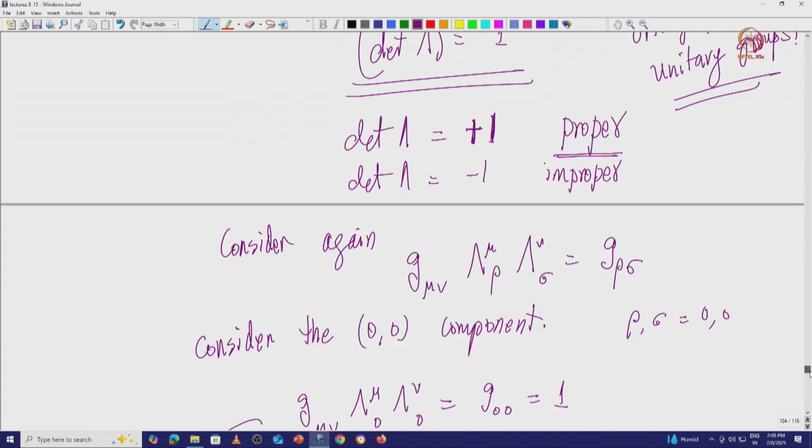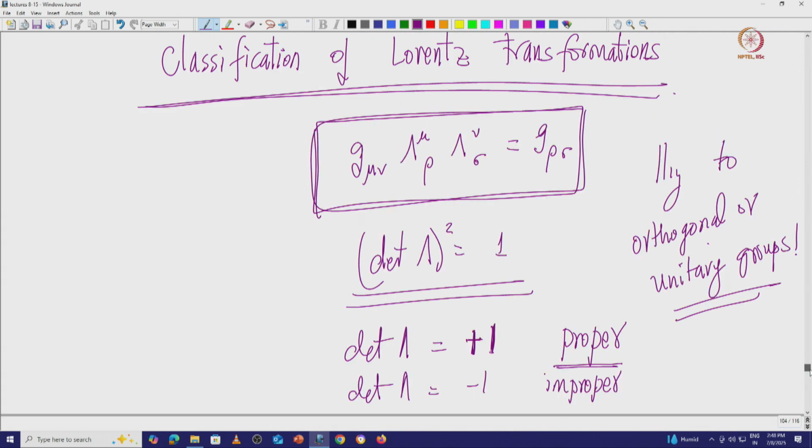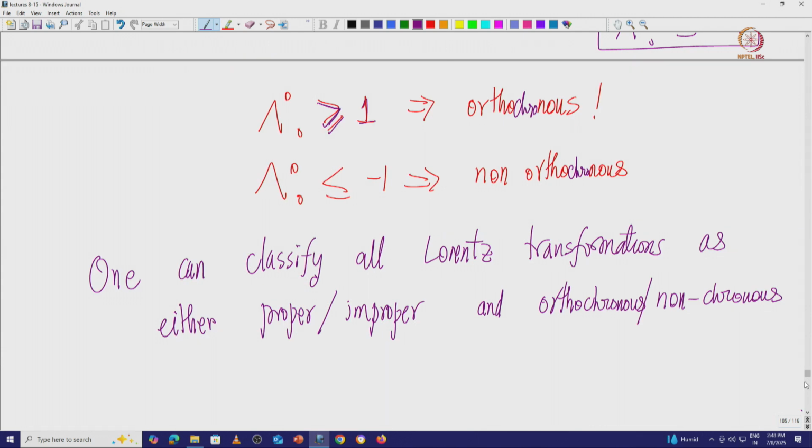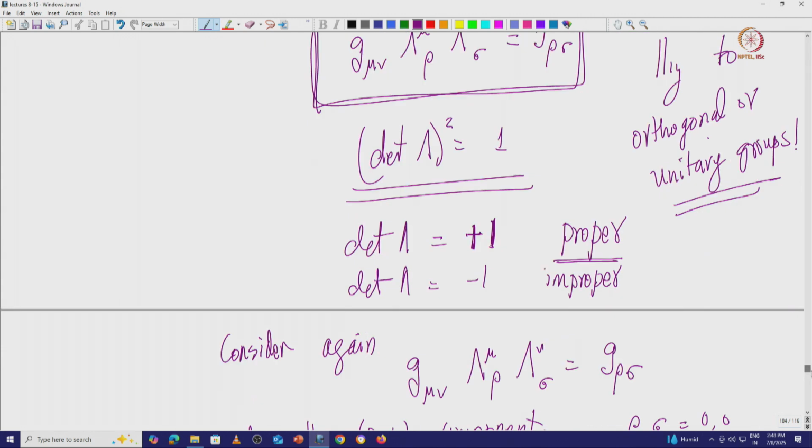This classification tells you that if the determinant of the Lorentz transformation is positive, then it is called a proper Lorentz transformation, and if the determinant of the matrix which represents the Lorentz transformation is negative, that is called an improper transformation.